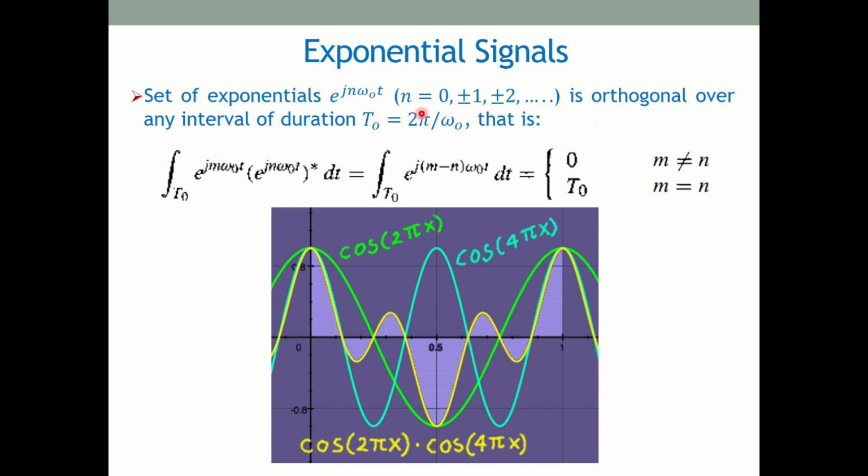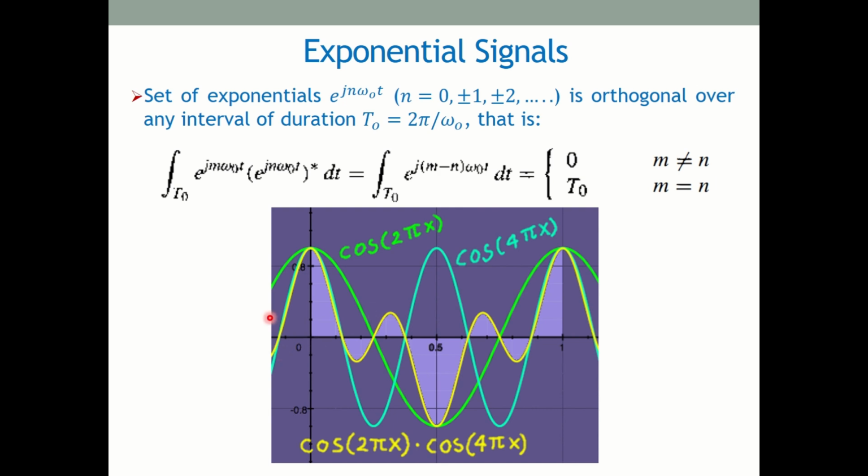Now this set of exponentials is orthogonal over any interval of duration, which means that if we have e raised power j m omega naught t multiplied by e raised power j n omega naught t, the product of these two when integrated over one time period t naught will give us a value of 0 if m and n are different, and this will give us a value of t naught, the time period, if m and n are the same.